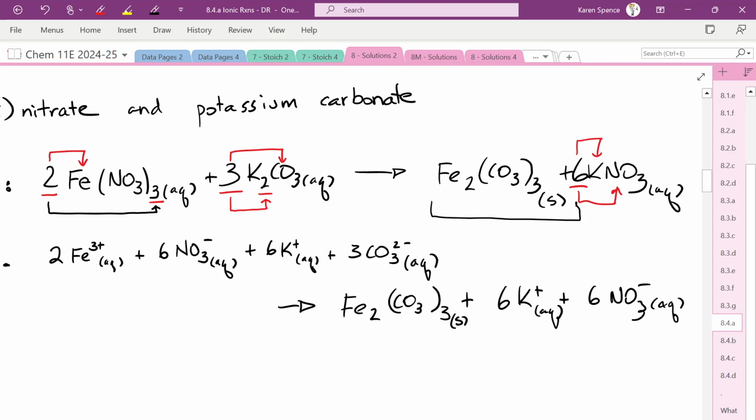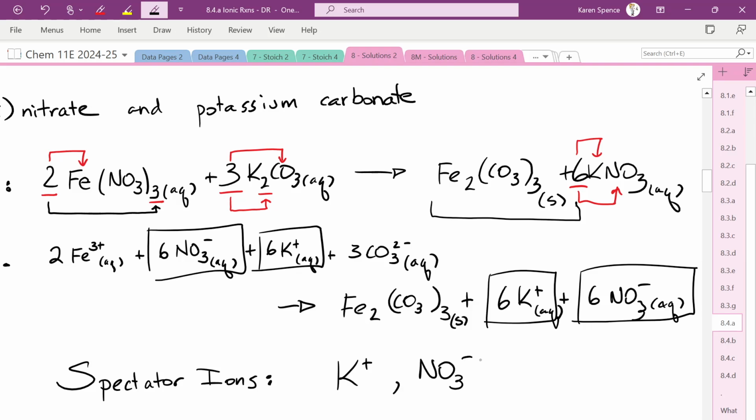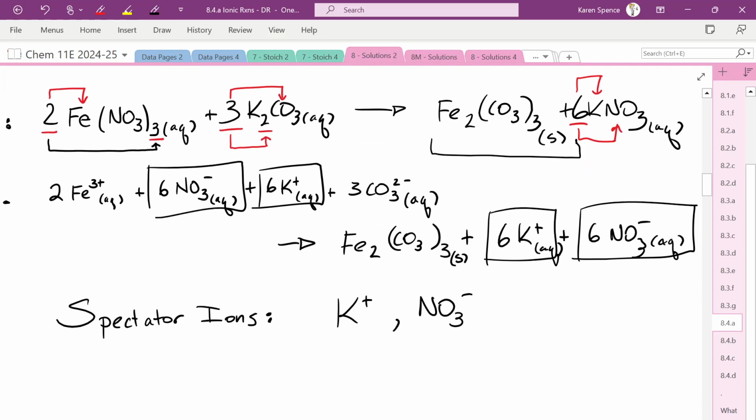At this point, you say, who are my spectator ions? K and NO3. Because they've not changed. I do want to draw your attention to this because this is a place where people sometimes make mistakes. Not 6K plus 6 NO3 minus. Why is that incorrect?